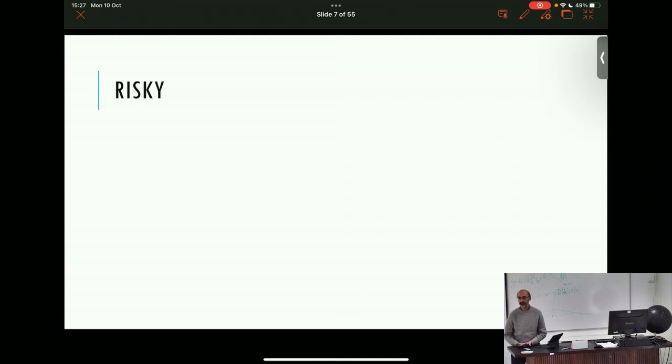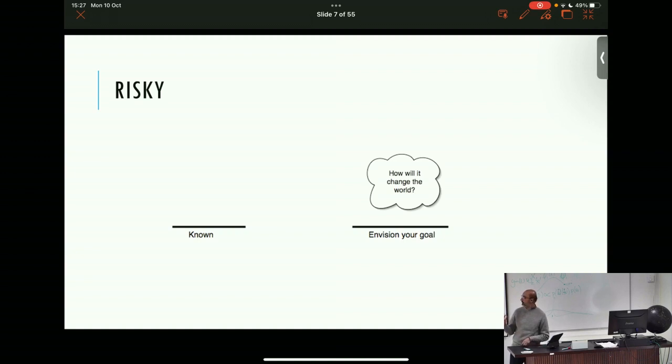In academic research, we have the choice of doing what we want to do. And because we have that choice, we are able to do risky research. By risky, it basically means that we know something and we have a goal that is different from where we are. There's a gap, the chasm between what you know and what you don't know. What you want to do is envision your goal. How will it change the world, hopefully in a positive way? That's what you want to do.